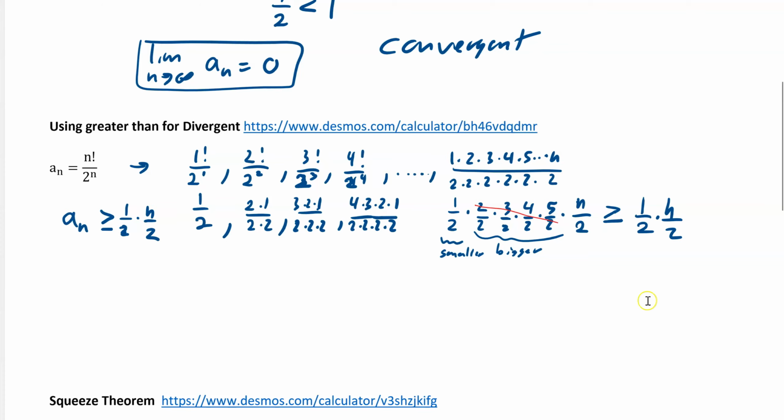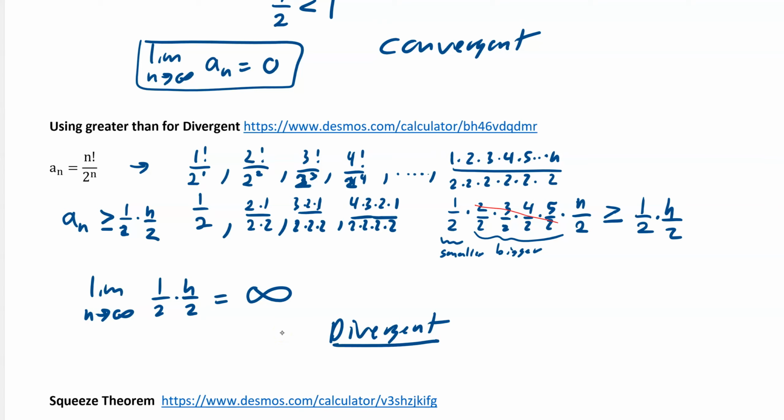So if I can show that this is divergent, then I know that that has to be divergent because it's bigger than it. So we take the limit as n approaches infinity of 1/2 times n over 2, and that's just n over 4, which we know goes off to infinity because it's just plain old n. 1/4 of infinity is still infinity, which means divergent. So if you see something's divergent, try to find something that's smaller than it that will diverge as well, and you prove that the other one is divergent as well.